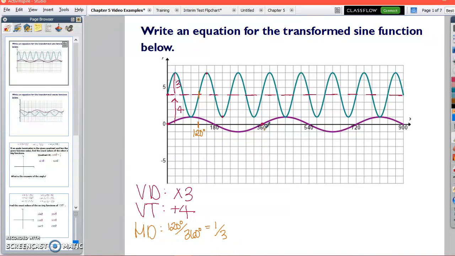So now to write the equation, we will have our new equation we can call g of x. We have a vertical dilation of 3 that will be multiplied on the outside. My parent function is sine. For now, you can use either x or theta. I won't be picky with that until we get into later chapters. My horizontal dilation is 1/3. So remember, you put in the reciprocal. I'll go ahead and use an x. And then my vertical translation, that goes on the outside, so I'll end those parentheses, plus 4.